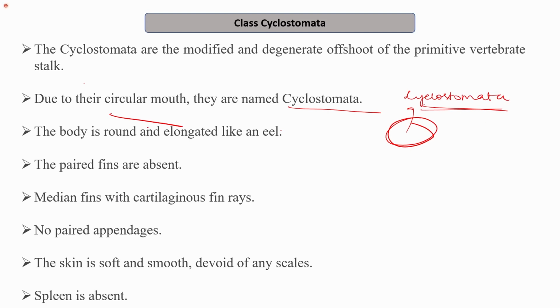The body is round and elongated like an eel. Paired fins are absent. Median fins are with cartilaginous fin rays. No paired appendages are present. Skin is soft. Skin is smooth. It is devoid of any scales. It is important that it does not have any scales. Spleen is absent.